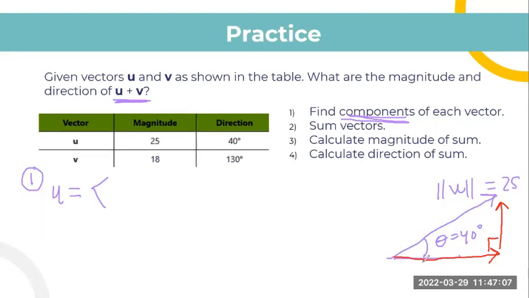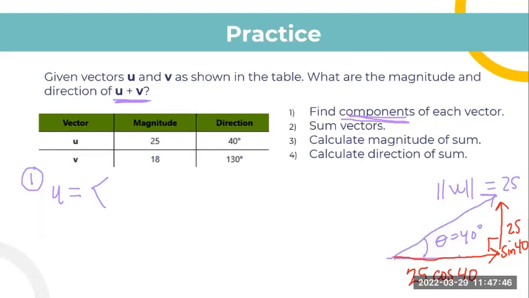If I want this horizontal, I know that the horizontal piece is going to be 25 cosine of 40, because cosine is your adjacent over your hypotenuse. The vertical over here, which is across from my angle, is going to be 25 sine of 40, because sine is opposite over hypotenuse. And the great thing is your horizontal is always going to be cosine, your vertical is always going to be sine for our work.